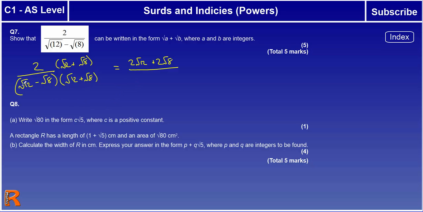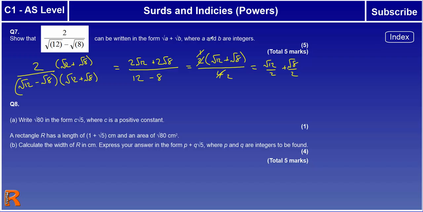we end up with root 12 times root 12, which is just 12, and minus root 8 times root 8, which is just 8, so minus 8. So I'm actually going to put that 2 back on the outside of the bracket. We end up with 4 on the bottom, so that just cancels down to a 2 there, and that gets rid of that, so we end up with root 12 upon 2 plus root 8 upon 2.